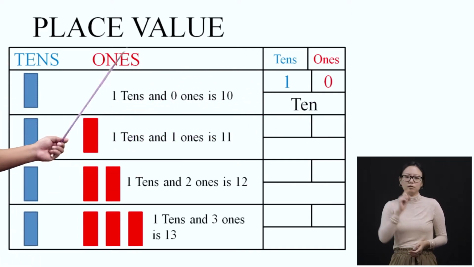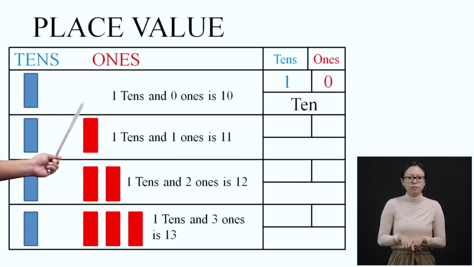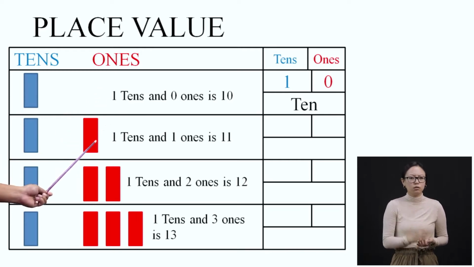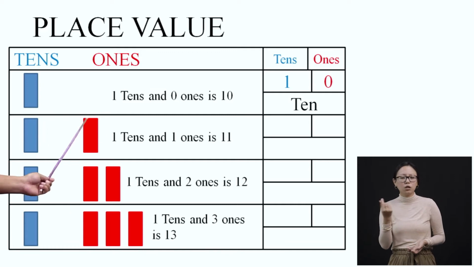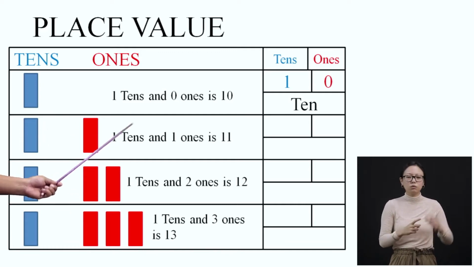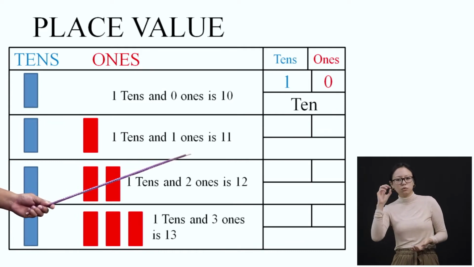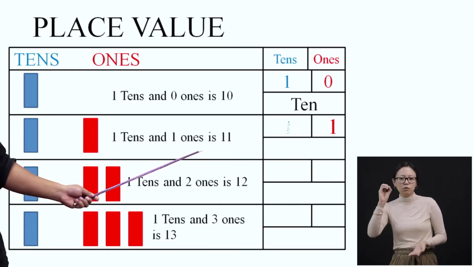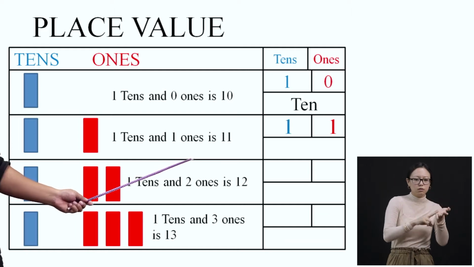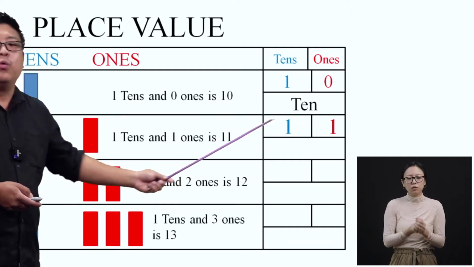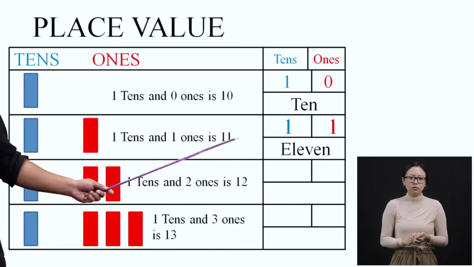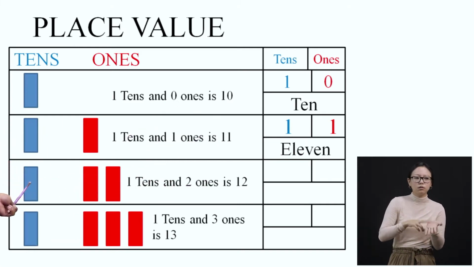All right. So this is the solved example that we learned earlier. So let's look at another example. Let's look at the second row. Here in tens place we have one blue strip. In ones place we have one red strip. So we can read this as 1 tens and 1 ones, which is 11. So let's look at ones place, we will put 1. In tens place, we will put another 1. And together, when we combine 1 and 1, we get 11. E-L-E-V-E-N. 11.